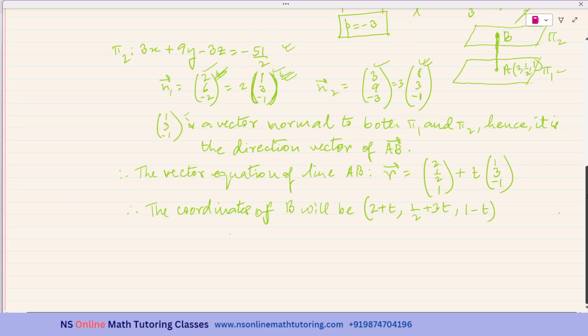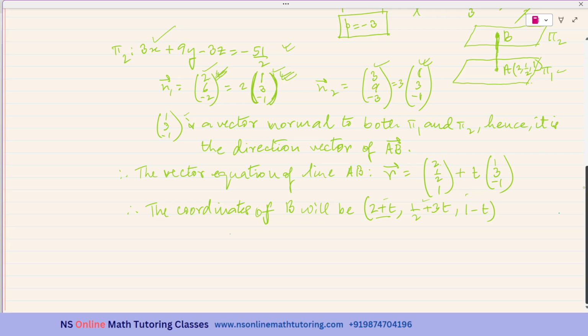Now I have to get the value of t. Otherwise, I cannot give the coordinates of point B. So, what should I be doing? I know that B is a point on this plane pi 2. So, I'll be substituting 2 plus t in place of x, 1 half plus 3t in place of y and 1 minus t in place of z and get the value of t. Only then can I give the numerical coordinates for the point B.